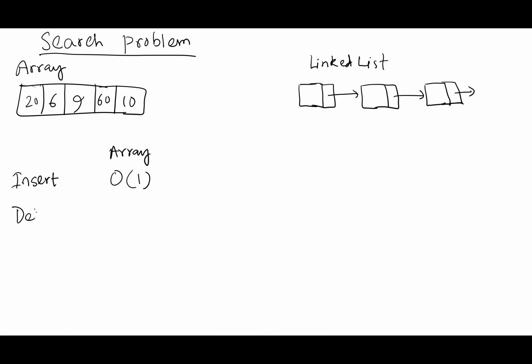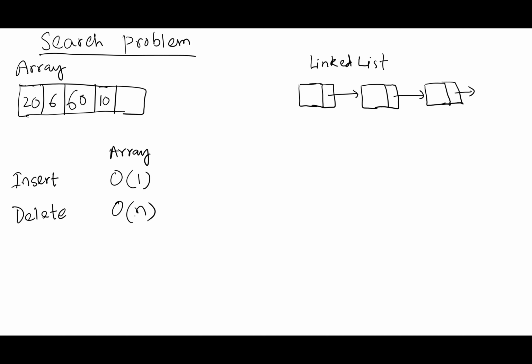Delete might be a little bit challenging. Suppose I delete 9. We know the elements of an array are kept together, so we have to shift 60 here and 10 here. If I had deleted the first element, say 20, I would have to shift everything to the left. So in that case, we can say deletion can be order of n.